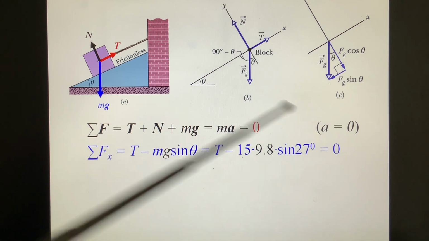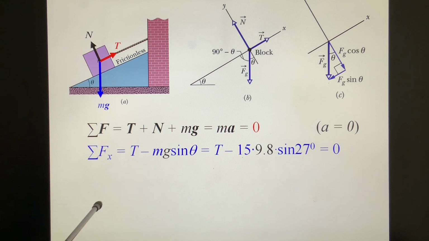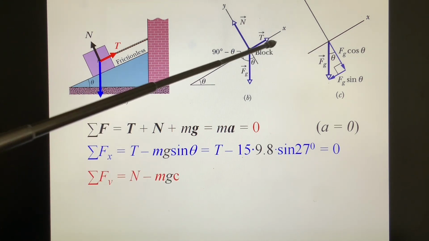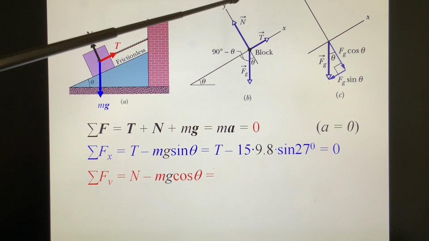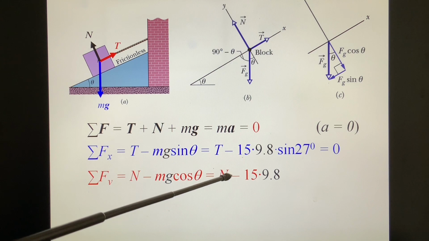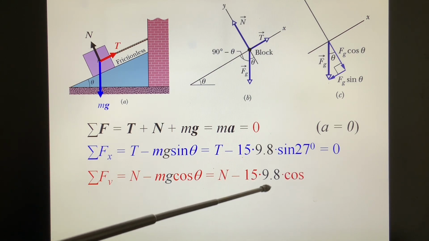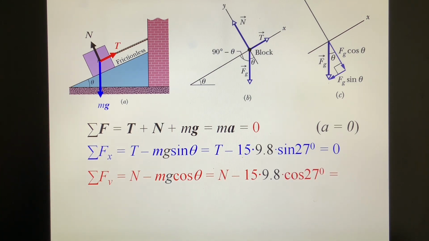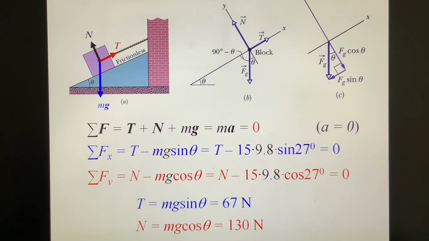And sigma Fy equals 0. For Fy, T has nothing to do with it. N minus mg cosine 27 degrees equals 0. We have two unknowns, T and N, and we have two equations. So very simple, we get the answers, T and N.